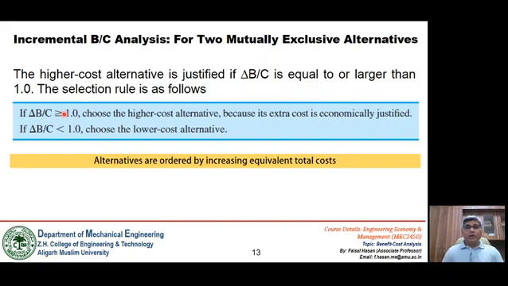Now, whenever we are making calculations regarding two mutually exclusive alternatives, we have to arrange the alternatives in order of increasing equivalent total cost. If we are computing on the basis of present worth, we first write down the project with the least cost, then the project with a higher cost, then the next higher, and so on. So we compare one project with another, and on the basis of the incremental benefit to cost ratio we decide about the acceptability of one of the projects.